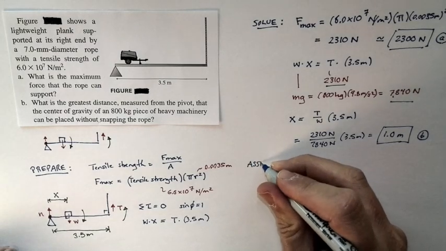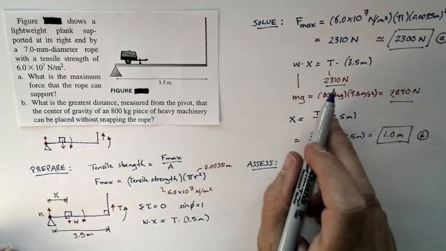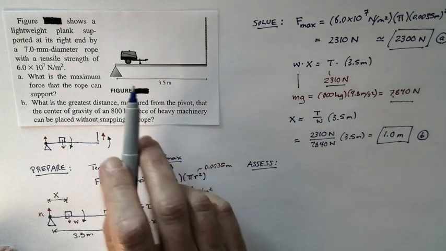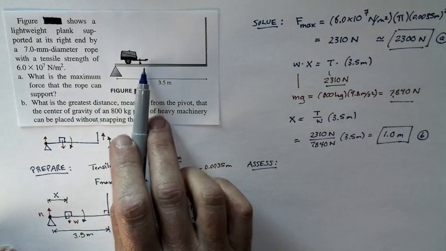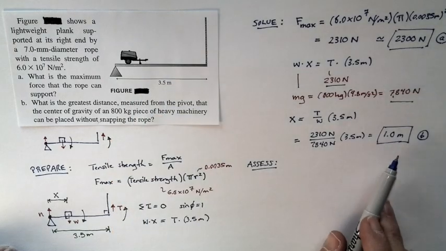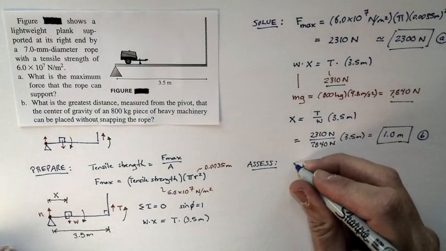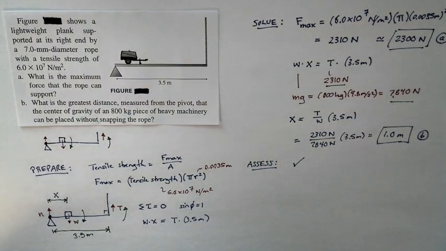Now let's do an assessment. We said when we looked at the magnitude of these two forces that we expected the machine to be about a third of the way out from the pivot point. And in fact, we got 1.0 meters. That's about a third of 3.5 meters. And so our assessment is that our solution to the problem matches our understanding of the way the world works.